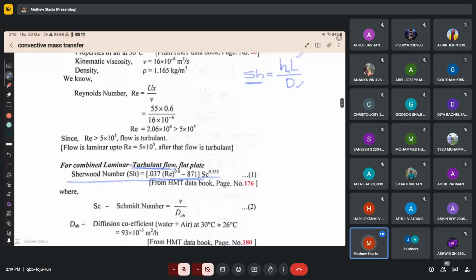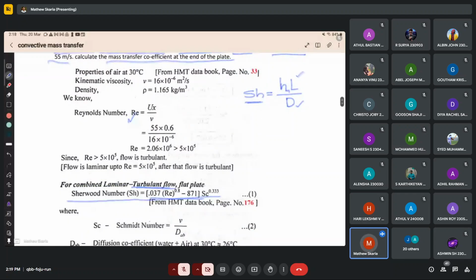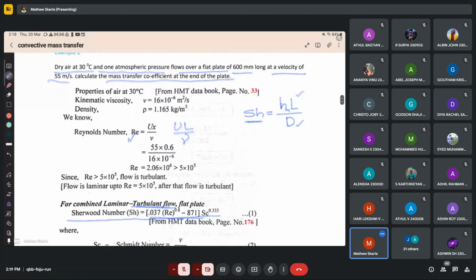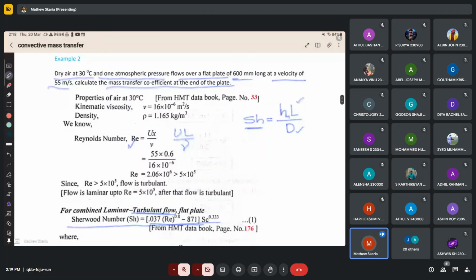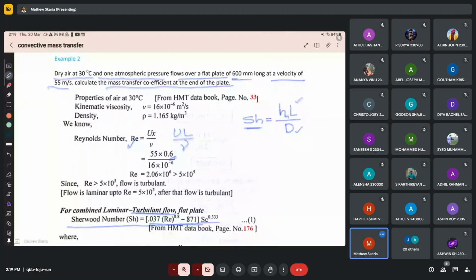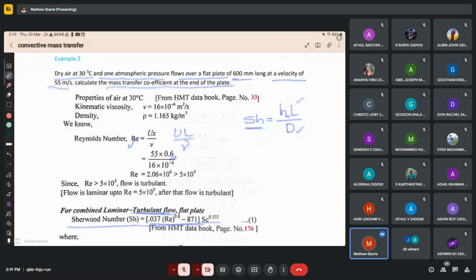For that, we have to calculate the Reynolds number. So Reynolds number is equal to U x by nu, or U L by nu, where x or L is the length. So length is 600 millimeter, which converted to meter is 0.6. U, the velocity, is given as 55 meter per second. Then nu, the kinematic viscosity, we have to take from the property table at 30 degrees centigrade. That is from the data.